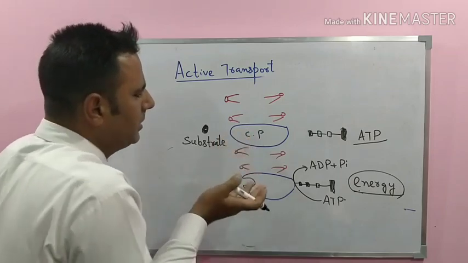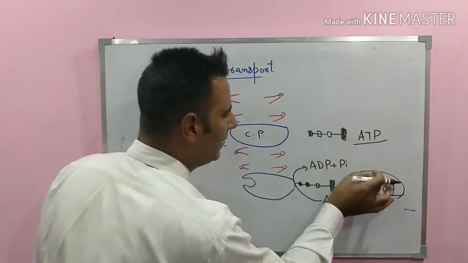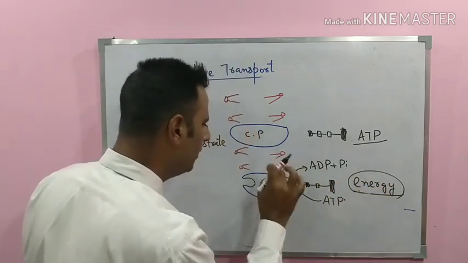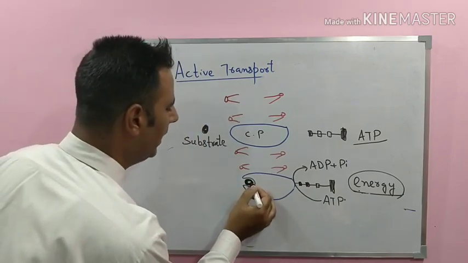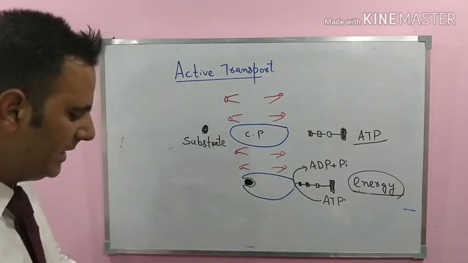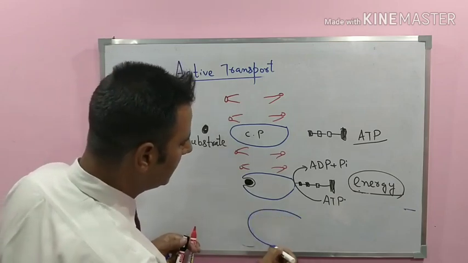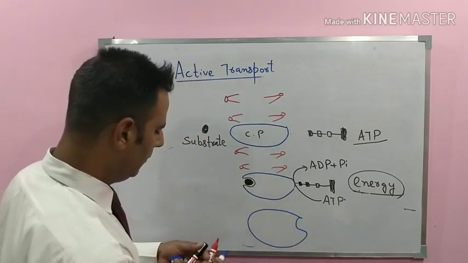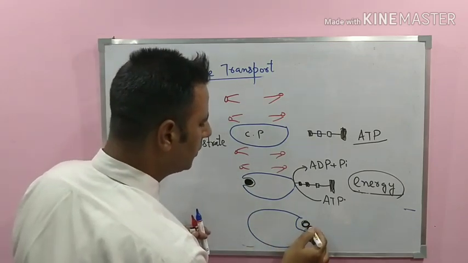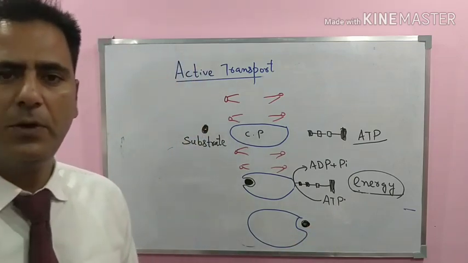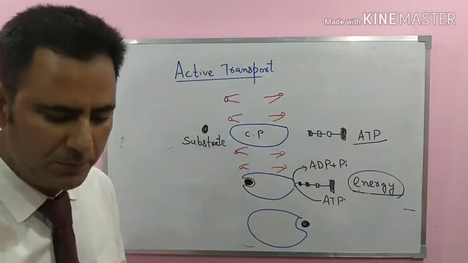This substrate binding site is not exposed. It will get exposed only when there is some energy required to bring the site to the exoplasmic surface. And as a result, the substrate is going to bind. After that, there is a conformational change. For example, this is the substrate, and there is a conformational change. By this conformational change, the substrate will be transported to the other side of the cell. This way, we can explain how active transport takes place.